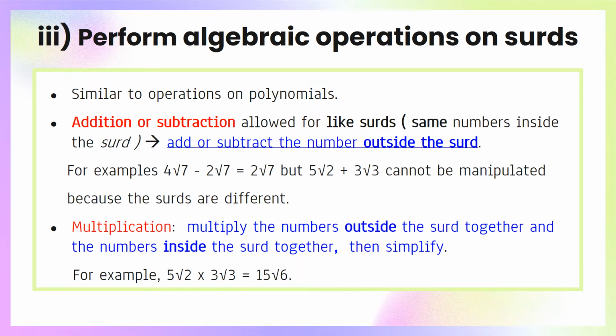Well, for multiplication, we multiply the numbers outside the surd together and the numbers inside the surd together. Then we simplify. For example, 5√2 multiply 3√3. So we multiply 5 with 3, we get 15. And then √2 times √3, we get √6. So finally, we get 15√6.